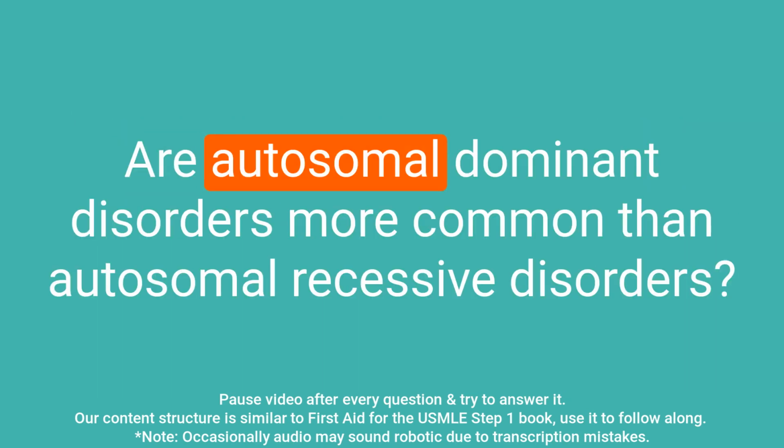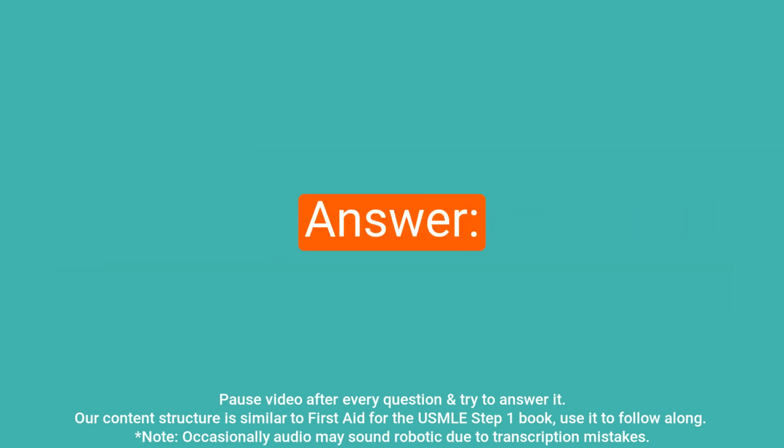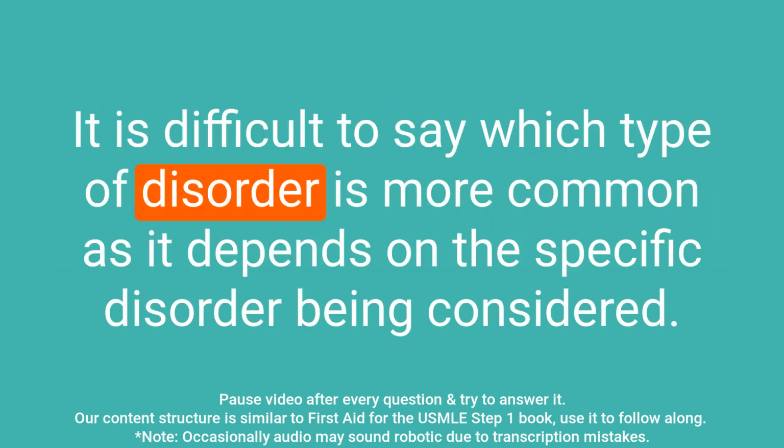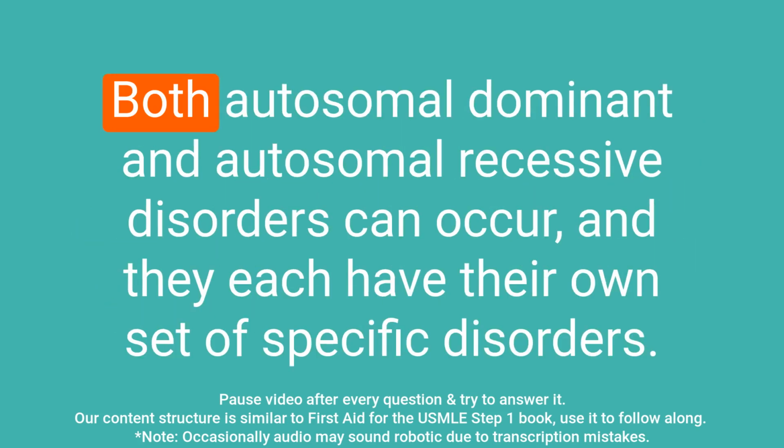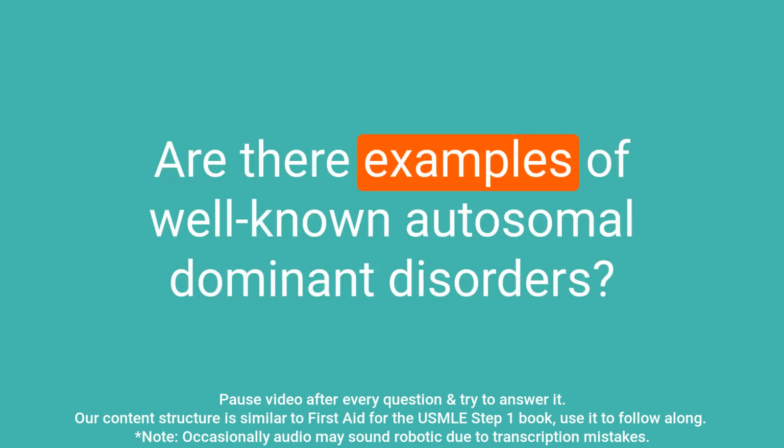Question: Are autosomal dominant disorders more common than autosomal recessive disorders? Answer: It is difficult to say which type of disorder is more common as it depends on the specific disorder being considered. Both autosomal dominant and autosomal recessive disorders can occur, and they each have their own set of specific disorders.